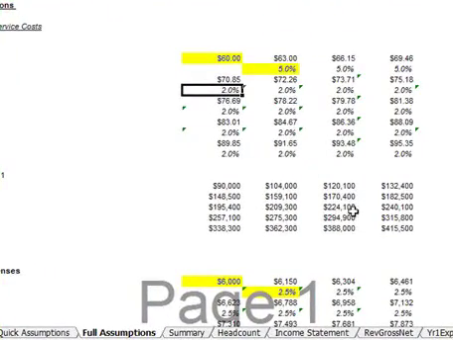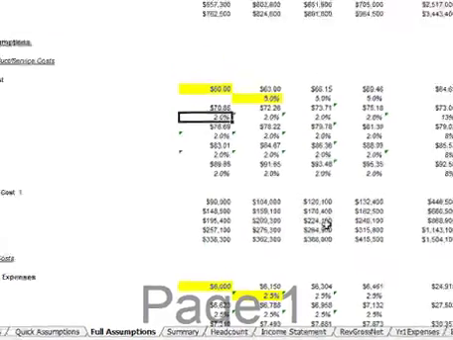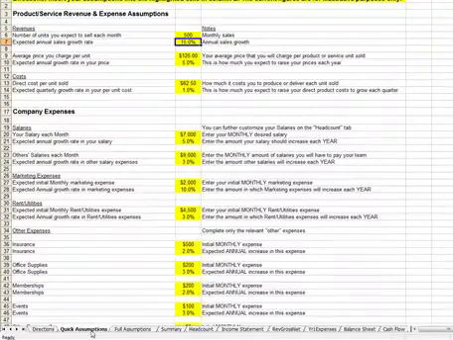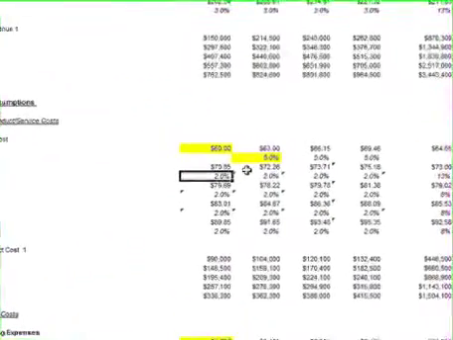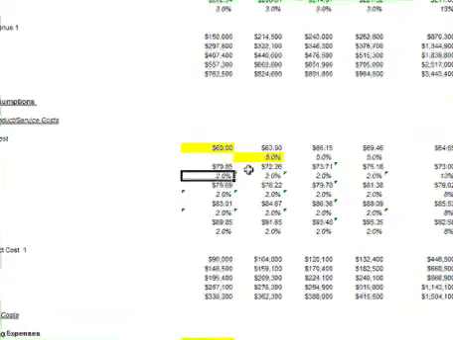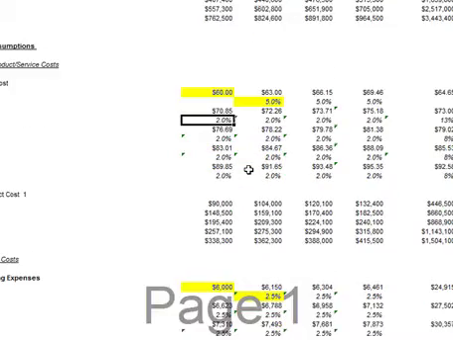Now, just want you to know, when you further customize here, it does not overwrite back on the quick assumptions. The quick assumptions stay the same. You're just overwriting in the full assumptions. So just so you understand how the spreadsheet works, the quick assumptions flow into the full assumptions, and the full assumptions then power every other tab. So if you modify the full assumptions, you are modifying the entire spreadsheet.